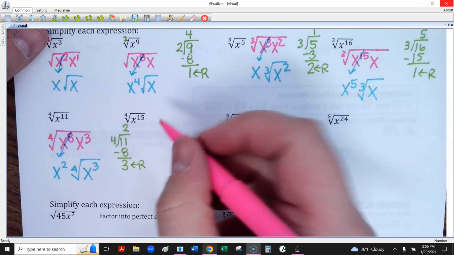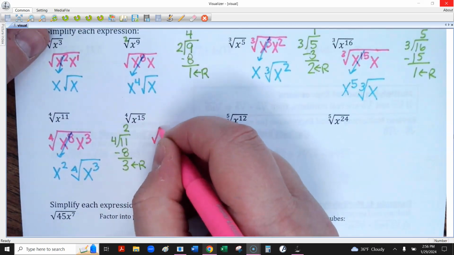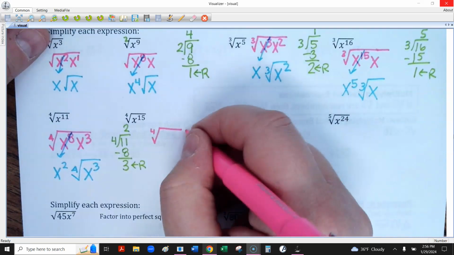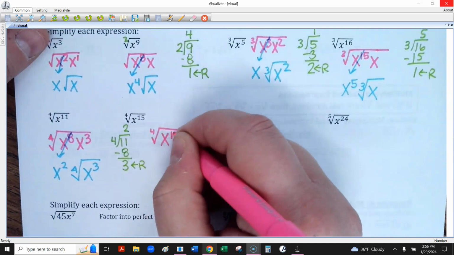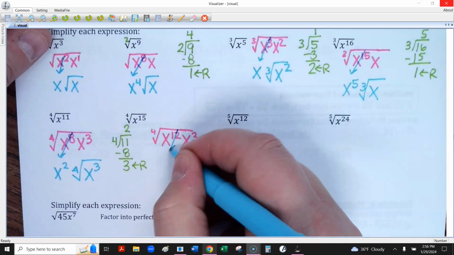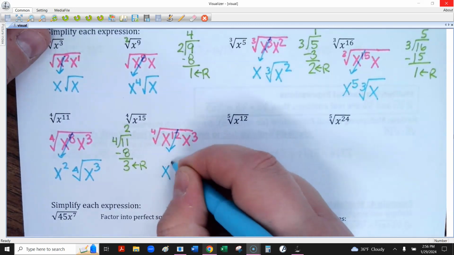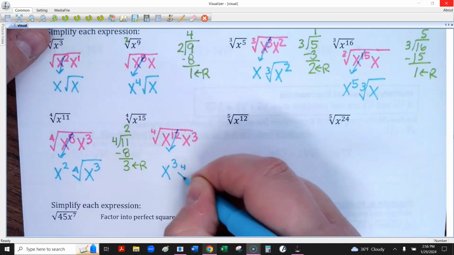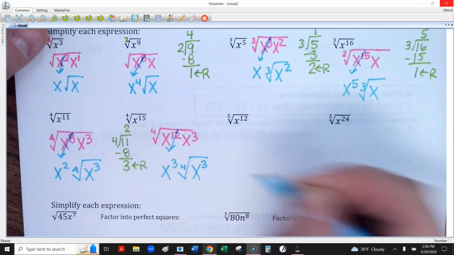All right, if I do the next one, the 4th root of x to the 15th. Out of 15, I think it's just going to be 12. So we'd have 12 and 3. The 4th root of x to the 12th, that's a perfect fourth. This would come out as x to the 3rd. And then left underneath, I would also have x to the 3rd.